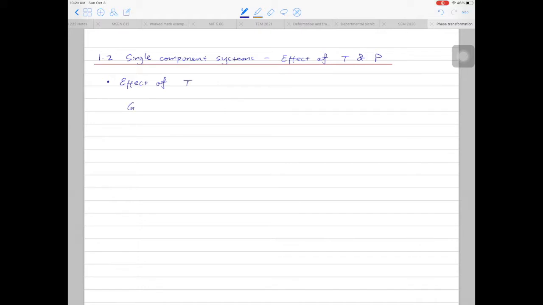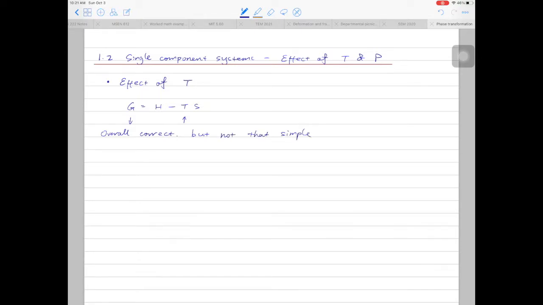Gibbs free energy is defined as H minus TS. On the face of it, if we increase T, then G decreases. In other words, if we increase the temperature of the system, the Gibbs free energy of the system decreases. Overall, the statement is true, but it's not that simple.